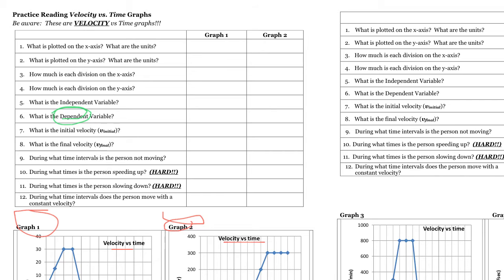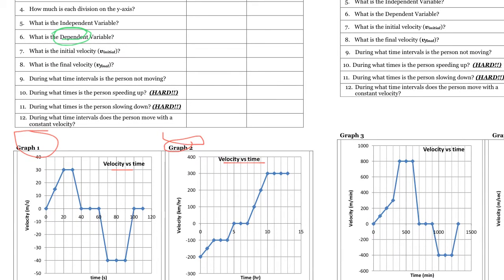So I'm going to go ahead and show you an example and answer one question for you from graph number 1. So the question asks here, during what time intervals is the person not moving? So remember that when we're looking at velocity, a horizontal line, if it's not at 0, just means the car is traveling at a constant speed.